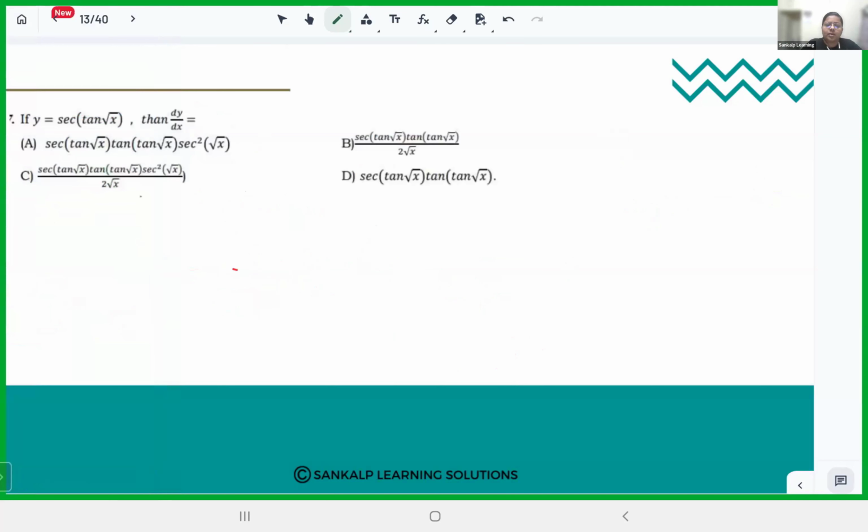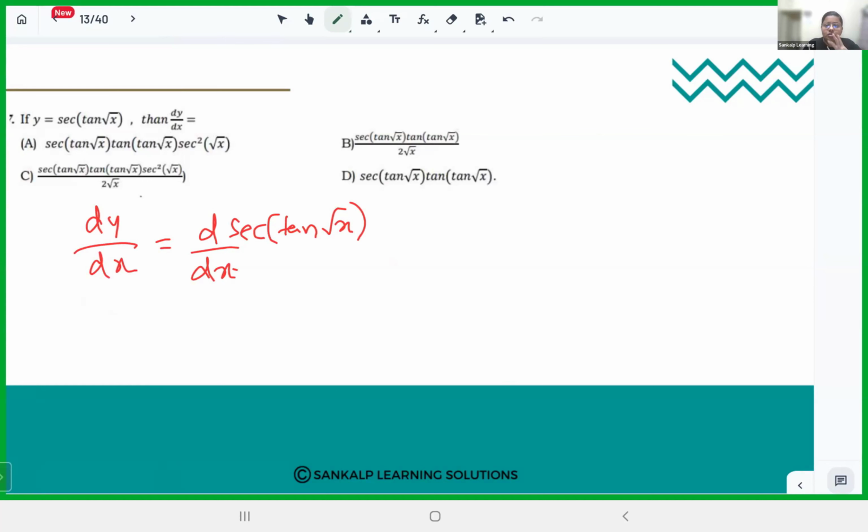So this is the second one. y equal to sec of tan root x. Then you have to find dy by dx. How will you do that? dy by dx is d by dx of sec of tan root x. Which is the base function here? It is nothing but sec x. But in the place of x, it is another function, tan root x. If you observe tan root x, you can also see two functions there, because in the place of x there is another function, root x.